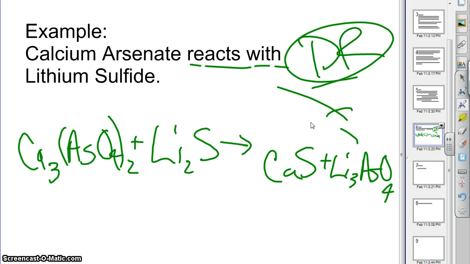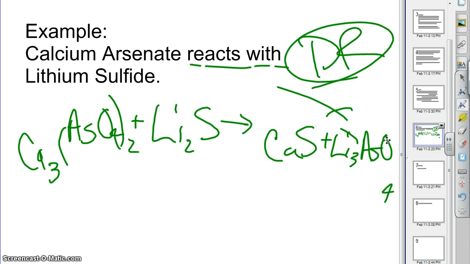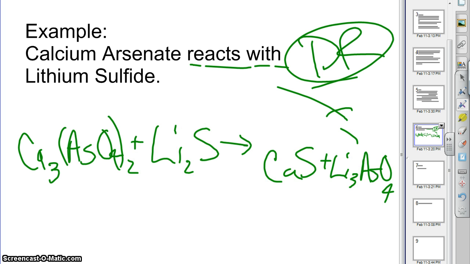we don't not balance. It's just that we don't worry about balancing while we're writing formulas. We wrote this formula, for example, because the charge of lithium is +1 and the charge of arsenate is -3. So that's why we have 3 lithiums and 1 arsenate. And so we now need to balance. So I see 3 calciums. I'm going to make 3 calciums. I see 2 arsenates. So I'm going to put 2 arsenates.